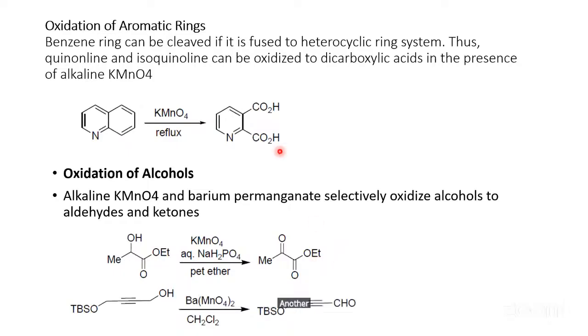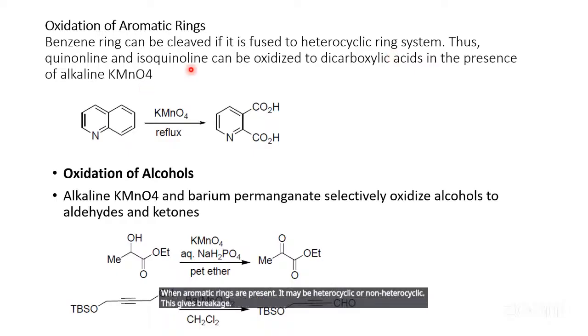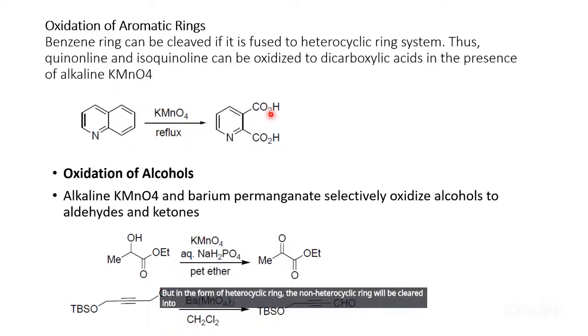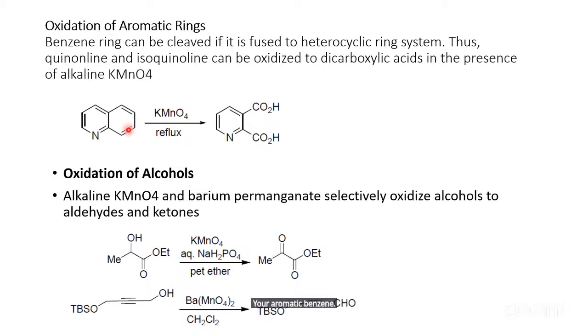Another application of permanganate is the oxidation of aromatic rings. When aromatic rings are present, they may be heterocyclic or non-heterocyclic. This gives breakage. In the case of a heterocyclic ring, the non-heterocyclic ring will be cleaved into a carboxylic acid group. Here, the aromatic benzene ring of quinoline is cleaved into the dicarboxylate.